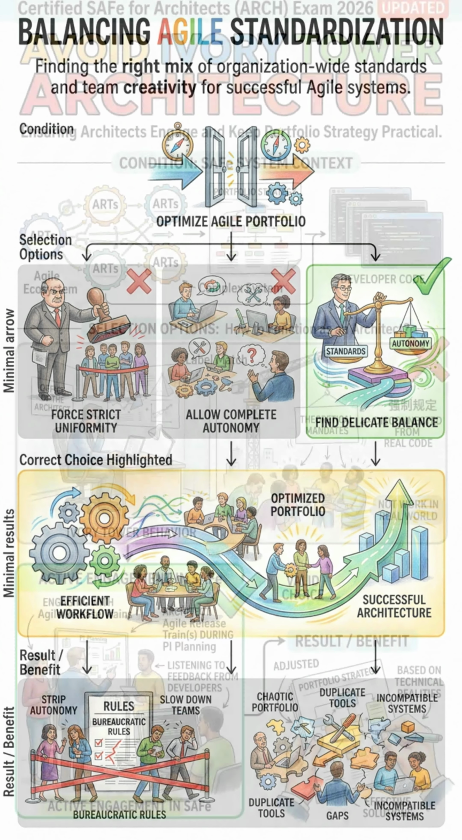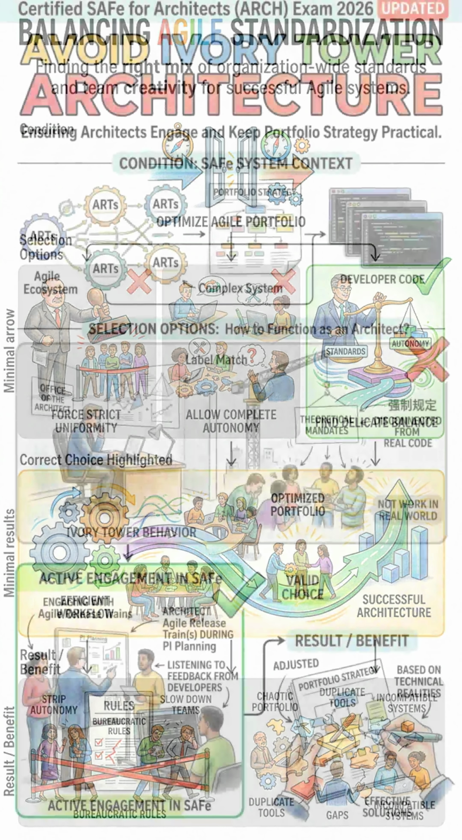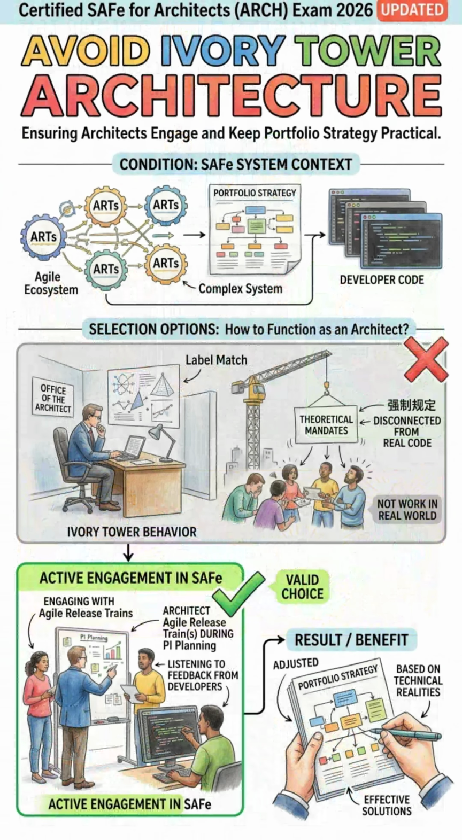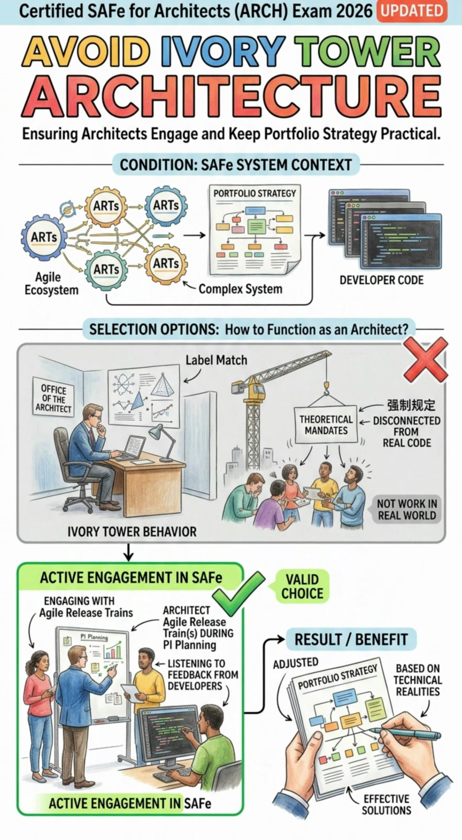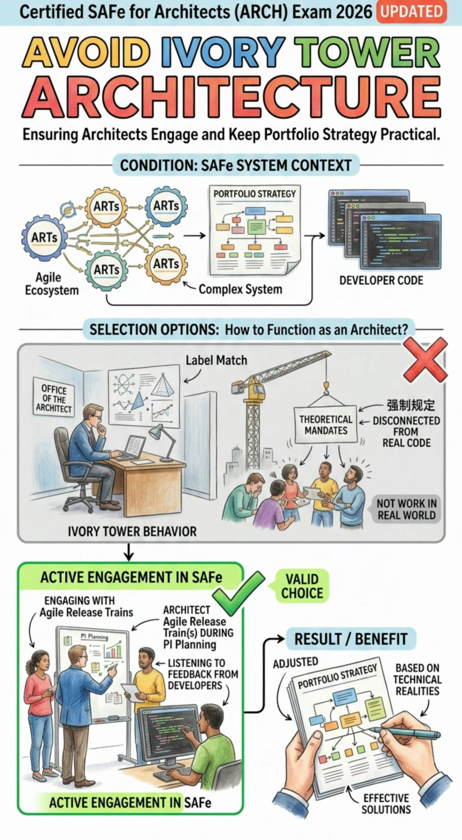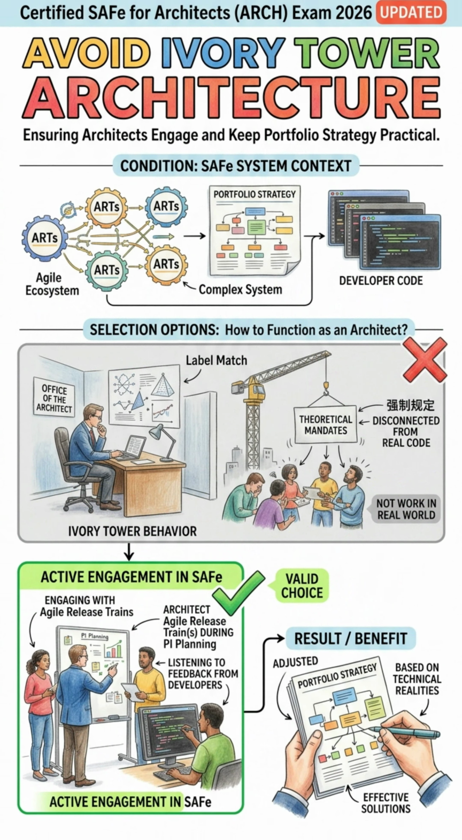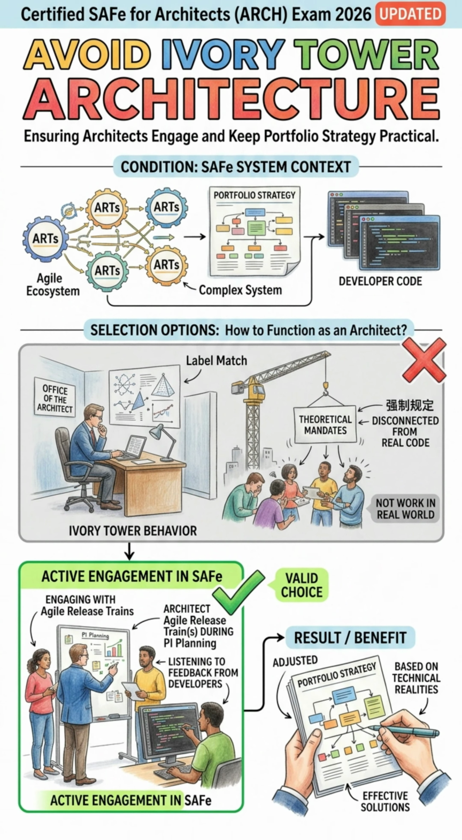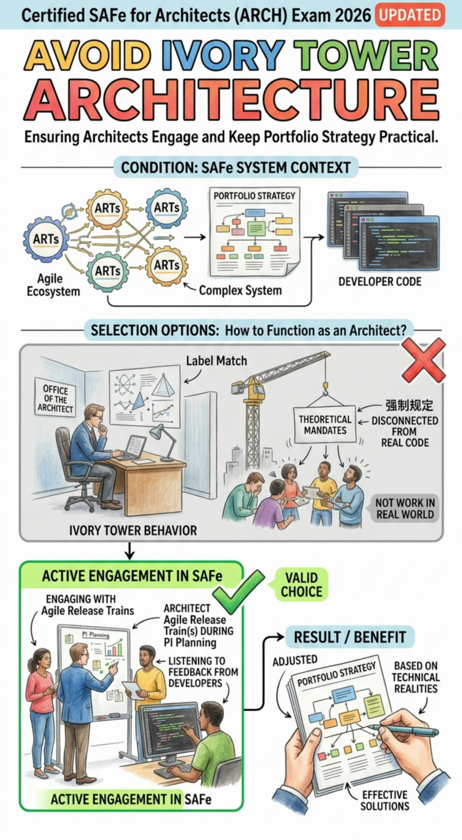To maintain this balance, you must absolutely avoid becoming an ivory tower architect. Ivory tower architects sit in separate offices, completely disconnected from the actual code, handing down mandates that do not work in the real world. In SAFe, enterprise architects must actively engage with the Agile release trains, listening to feedback from developers and adjusting the portfolio strategy based on ground-level technical realities.